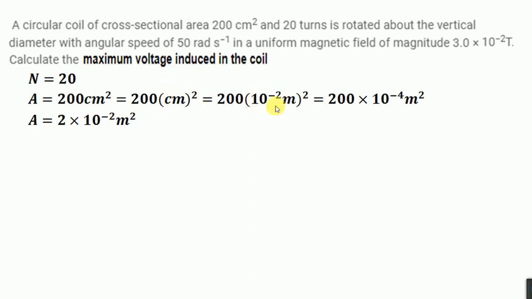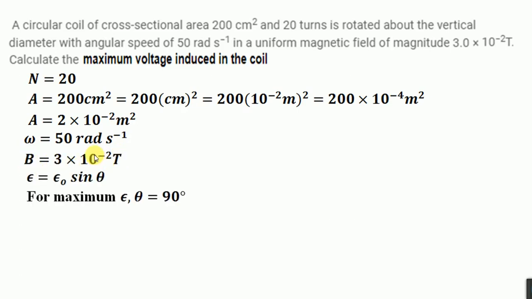So centi means 10 to the power minus 2, so when you square this you will get 2 into 10 to the power minus 2 meters square, and omega is given, that is 50 radian per second, and magnetic field is 3 into 10 to the power minus 2 Tesla.